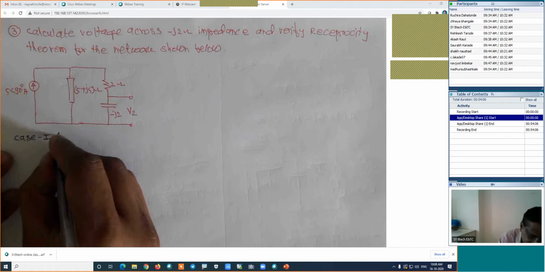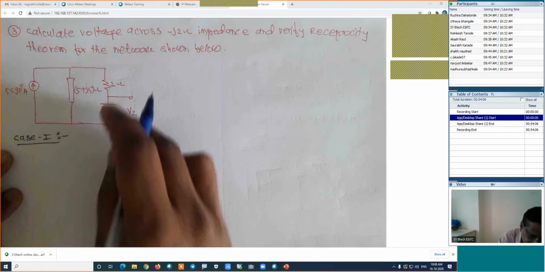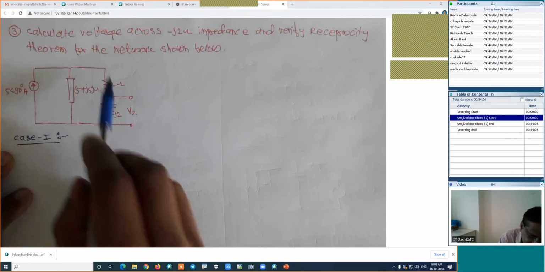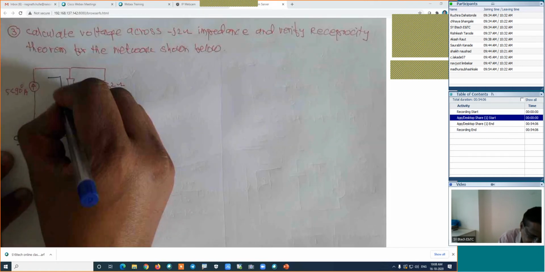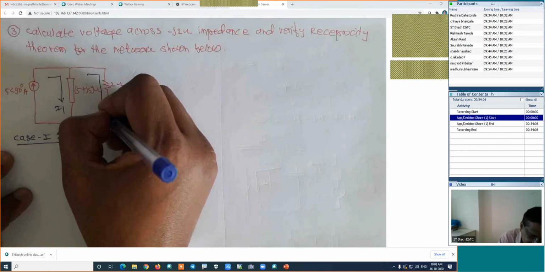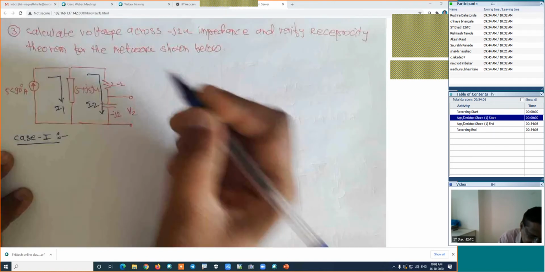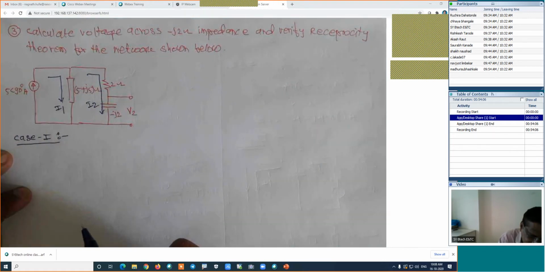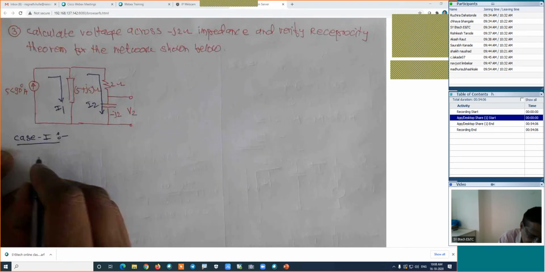In case 1, first we will find out the voltage across this. Here no reduction is required because the circuit is that simple. If we know the total current, this is one branch and this is another branch. For this branch, I will assume its current as I1. For this branch, I will assume its current as I2. We are interested in this voltage, that's why we are trying to find out I2. Is it right? In this case, I will directly find out the value of the current I2.